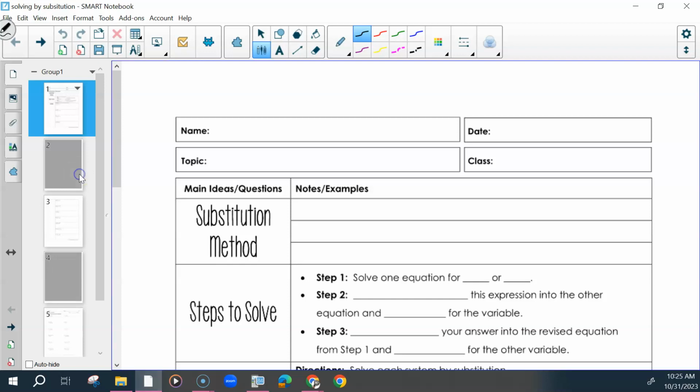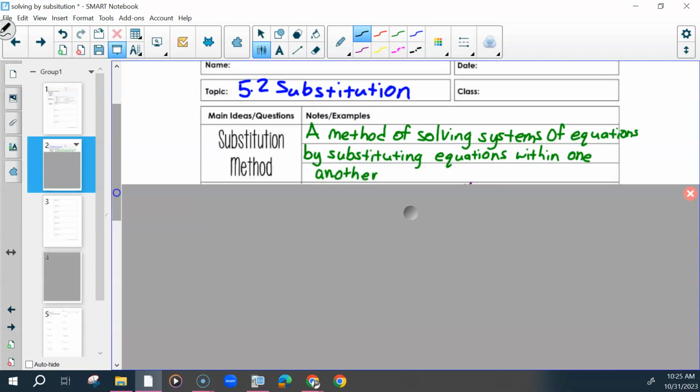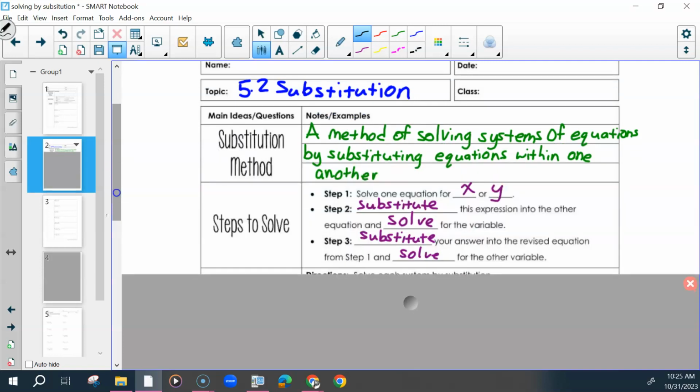So I will let you write down these steps. And as you're writing, I will talk through the definition. The substitution method is a method of solving systems of equations by substituting equations within one another.